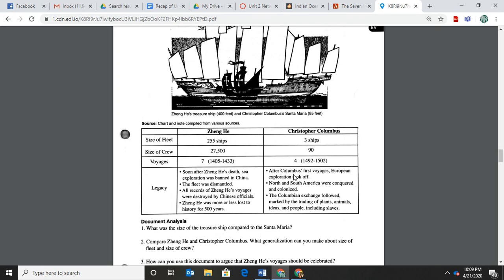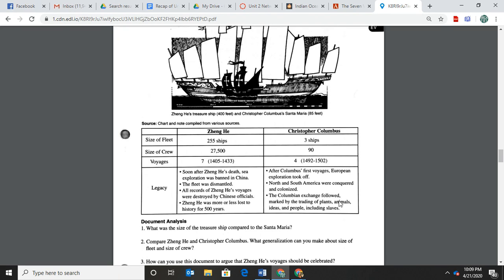So let's look at Columbus's legacy on the other hand. After Columbus's first voyage, European exploration took off. North and South America were conquered and colonized. The Columbian Exchange followed, marked by the trading of plants, animals, and ideas, including slaves.